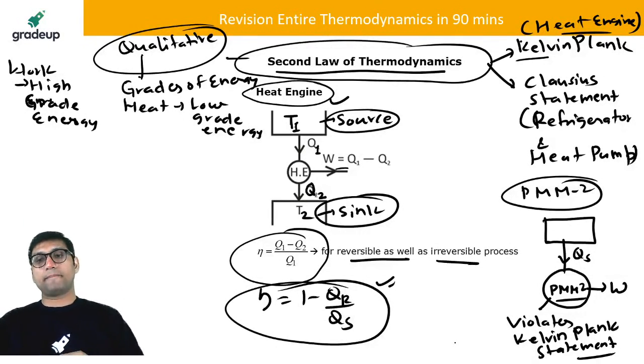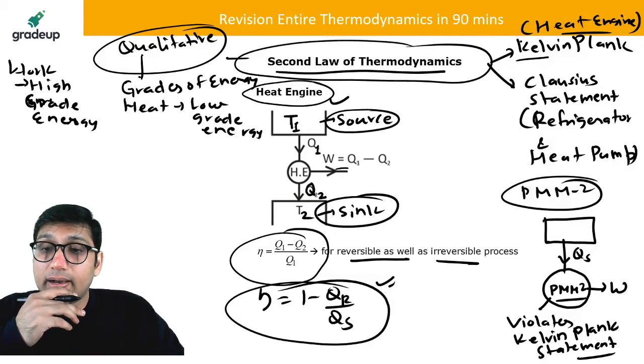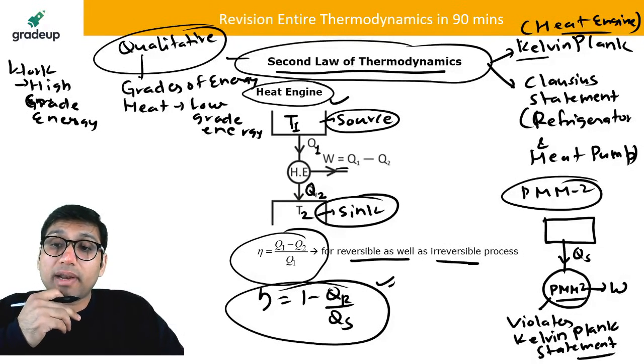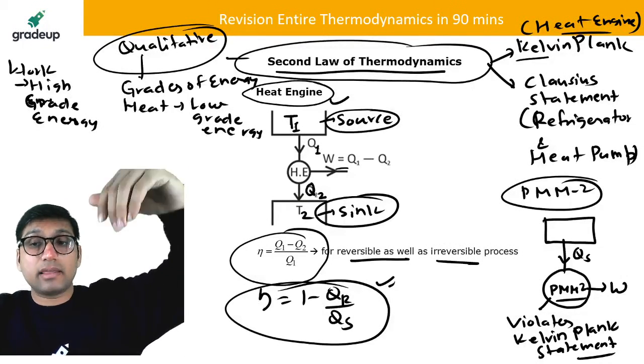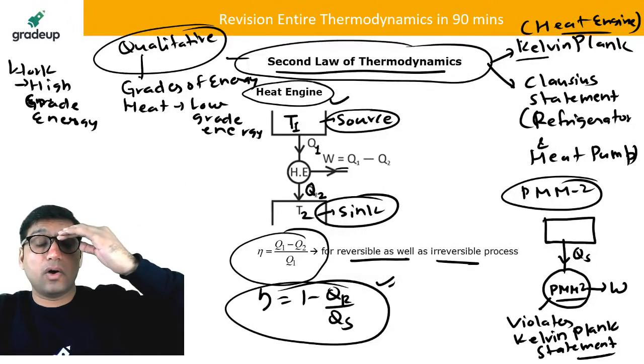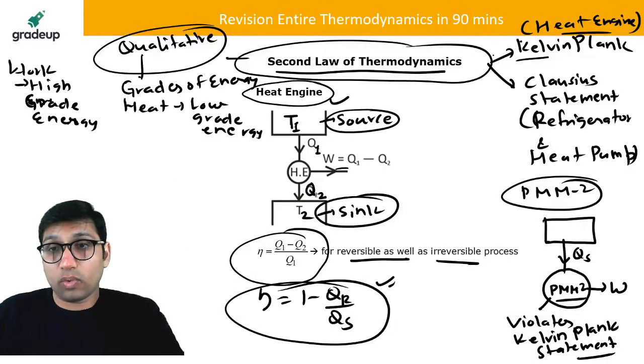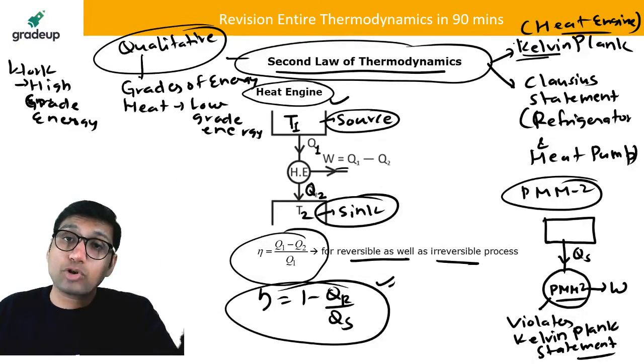Okay, clear everyone? So PMM2 is basically a hypothetical device which violates the Kelvin-Planck statement of the second law of thermodynamics, because it is a device which takes heat from a single reservoir and converts that heat entirely into work. This type of hypothetical device is not feasible according to the Kelvin-Planck statement, because some heat has to be rejected.